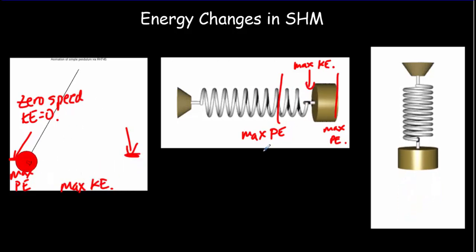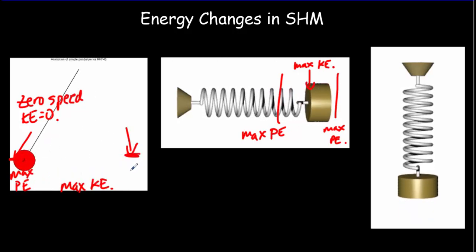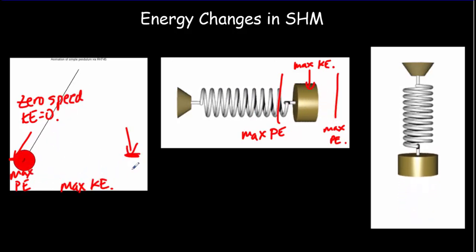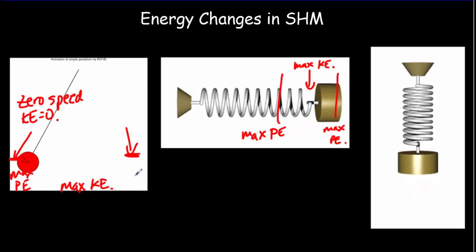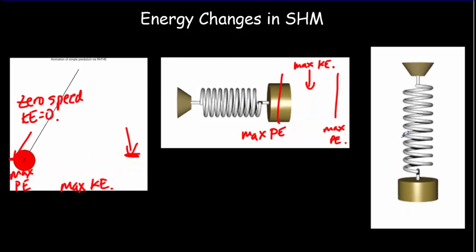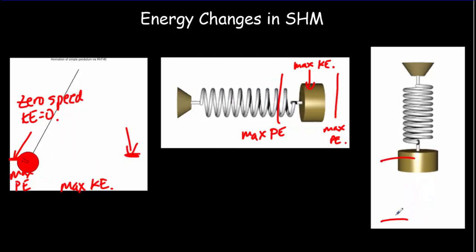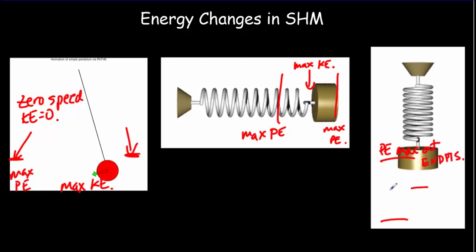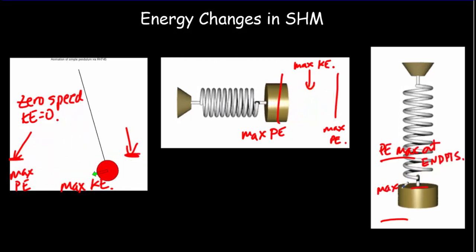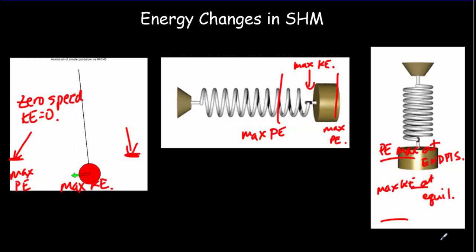We're stretching and compressing the spring, whereas in a pendulum, it's gravitational potential energy. The pendulum bob is getting higher and lower. Now if we take a mass from the spring and make it vertical, then our potential energy, once again, is going to be maximum at the endpoints. And you're going to get maximum KE at equilibrium, where the forces balance out.